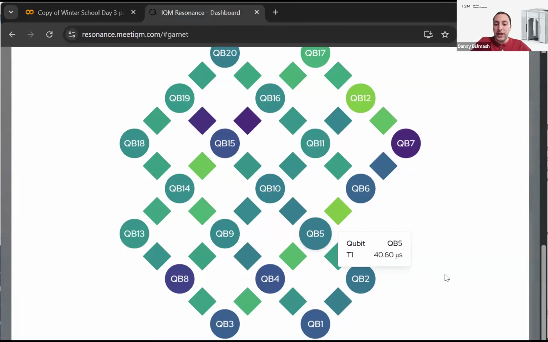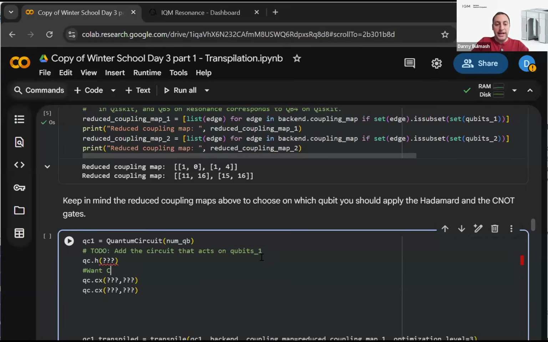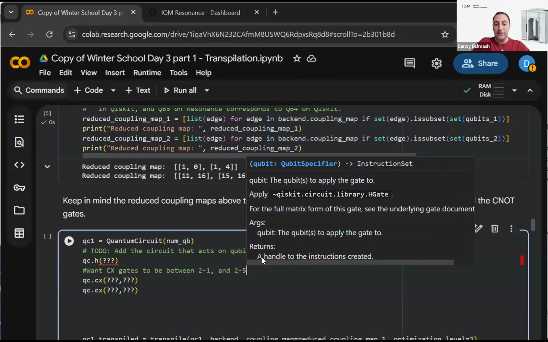If we actually try to put in that coupler in the circuit, we're going to have to do a bunch of routing stuff so that those qubits can actually talk to each other. And the circuit on the hardware is going to get more complicated. So our aim is to make it so that the CX gates happen between qubits 1 and 2 and qubits 2 and 5. We want CX gates to be between 2 and 1 and 2 and 5.